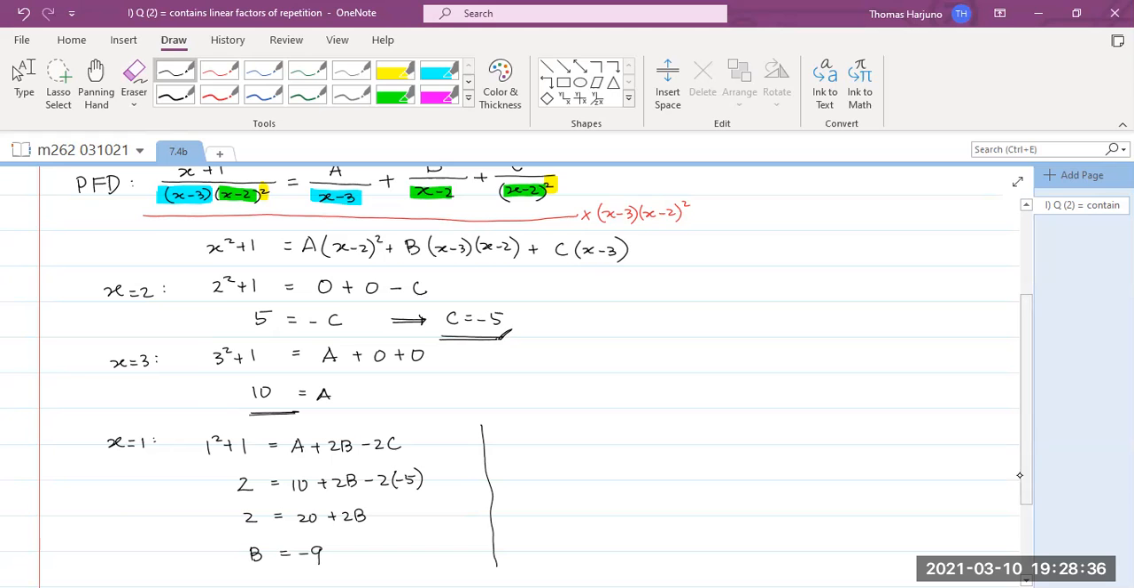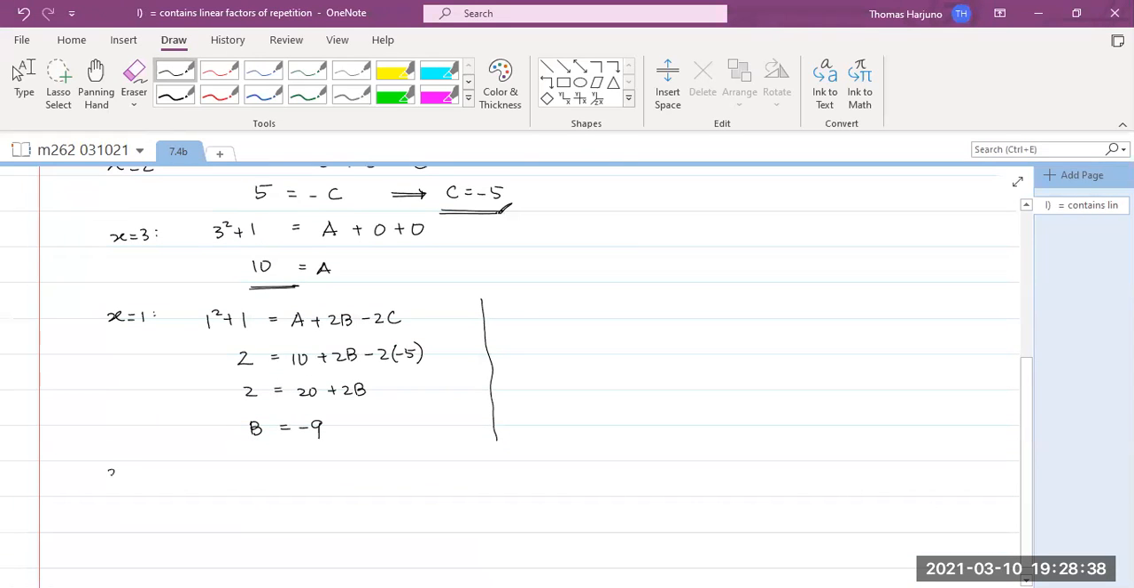Now from there we get x squared plus 1 over x minus 3, x minus 2 squared equals 10 over x minus 3 minus 9 over x minus 2 minus 5 over x minus 2 squared. And then from there we can integrate. Any questions so far?